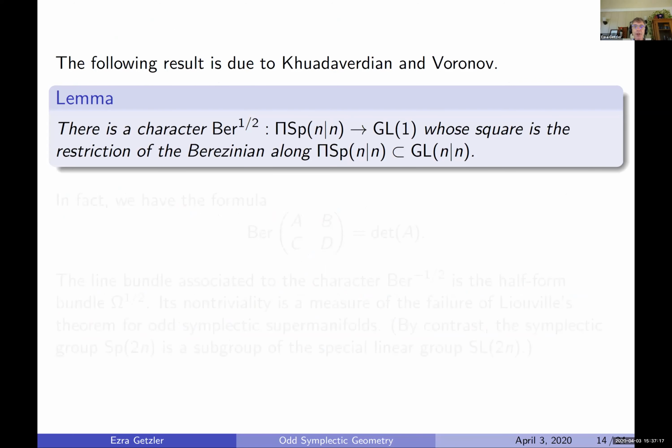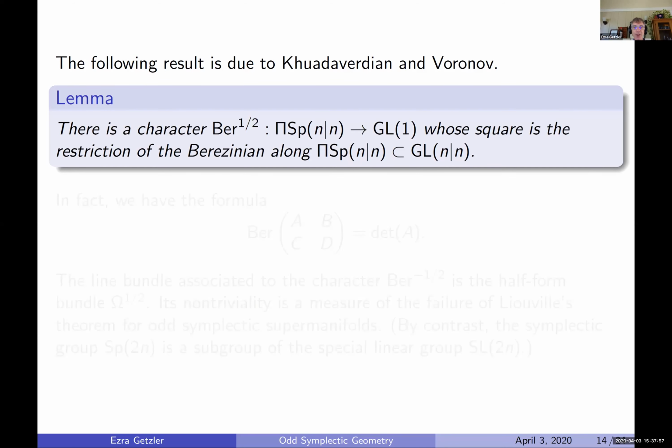So Khudaverdian and Voronov noted, it's possible this had been discerned in the literature earlier, but I don't know anyway. If somebody wants to email me an earlier reference, I'm happy to be corrected. That if you restrict the character of the Berezinian from GL(N|N) to the odd symplectic supergroup, it actually has a square root. So if you like, there's a mismatch between the Picard groups or the character lattices. So that's quite a fascinating observation.